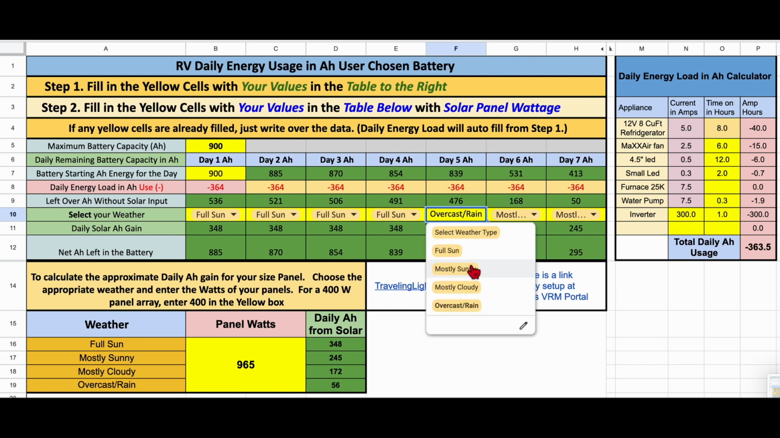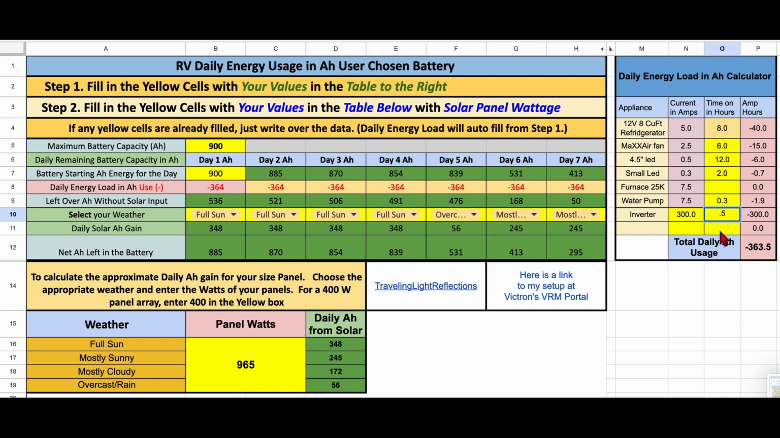If I had full sun, you can see already that full sun is working pretty well. It's giving me back most of what I'm using, but not quite. I still am slowly losing, dropping 364 amp hours per day. I am slowly going down. So the maximum that I can be draining is going to be less than 365 amp hours. So if I use that for half the time, that number changes. Now I'm down to negative 200 amp hours.